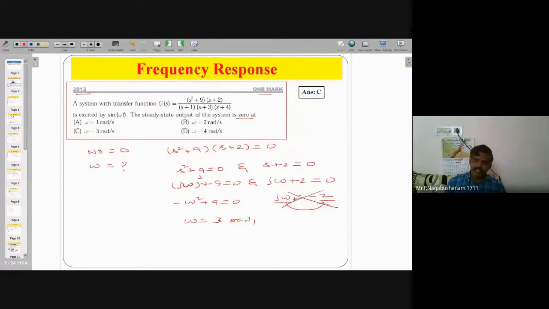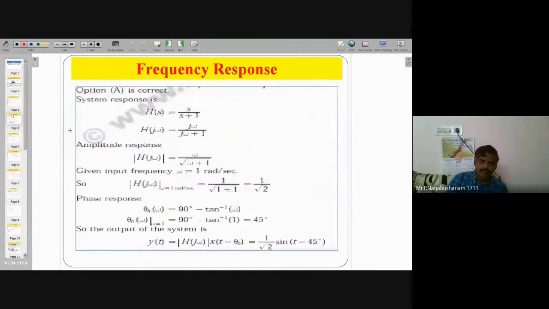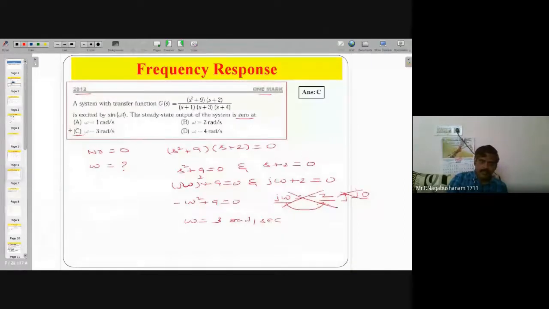Why? Because j omega is imaginary part. Minus 2 plus j0. Yes or no? Then what is possible? The imaginary part is not equal to the real part, so it is not correct. So omega equal to 3 radians per second is the correct answer. Let me check whether I skipped any problem in between. Yes, I covered all the problems. These all are important for 1 mark.